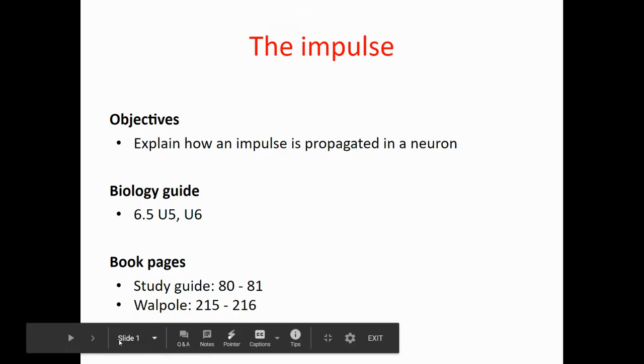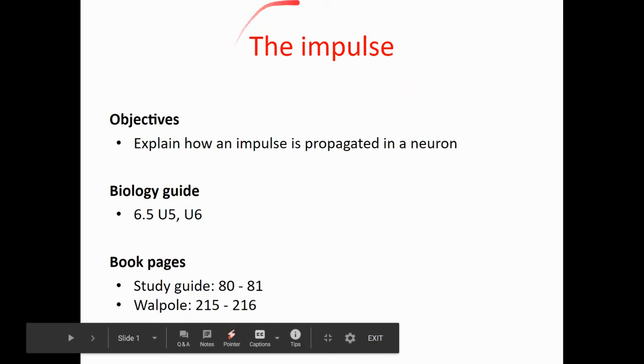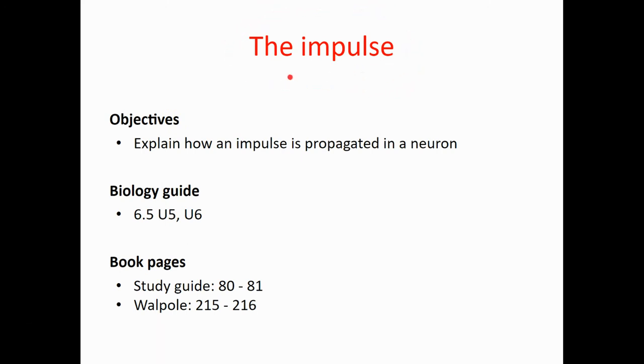So we're going to go through a little bit of information about the actual impulse now. We've previously looked at action potentials, which is where we reach around plus 30 millivolts inside the axon. But the impulse, which is what this lesson is about, is how does that then travel along the axon? We call that movement along it being propagated.